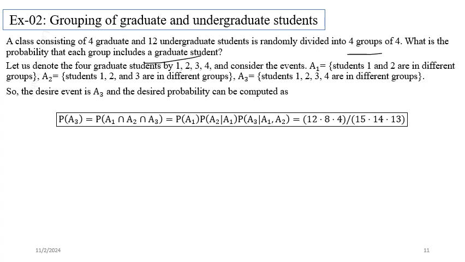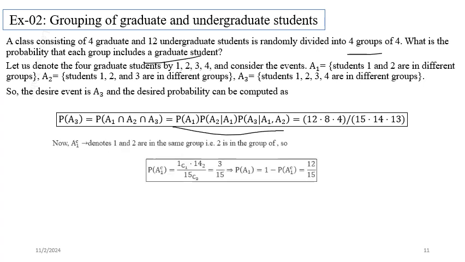So again we have to apply the multiplication rule. It comes in this way, simple multiplication rule, might be clear. The main problem here is to compute the probability of A1, the probability of A2 given A1, and the probability of A3 given A1 and A2. So how will we compute them? There are various ways.